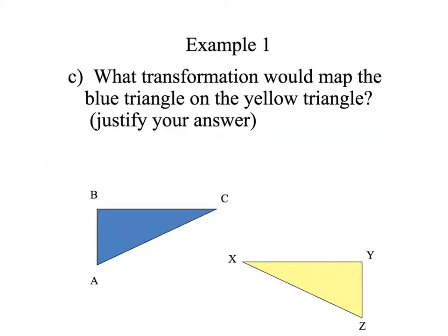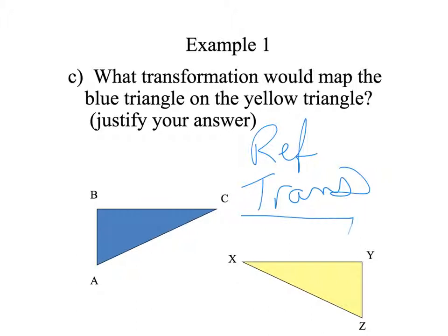So here we're looking at taking the blue triangle onto the yellow one. So in order to map the two, for me, I would do a reflection and then a translation. Some of you may rotate, and again, I can justify a reflection and a translation because when I reflect it, it's going to look something like that, and then I can translate it down.